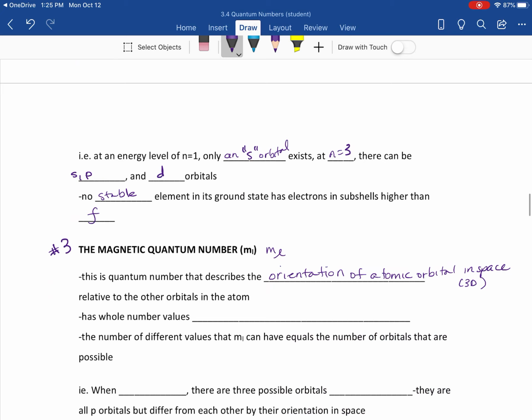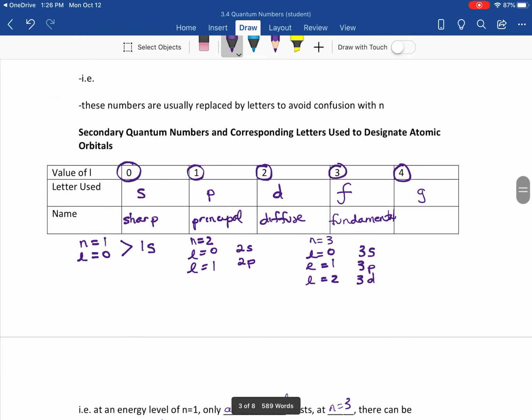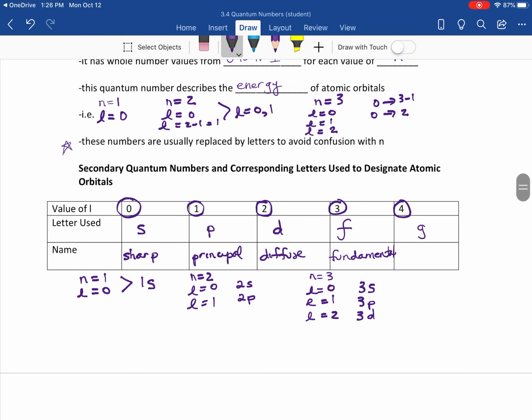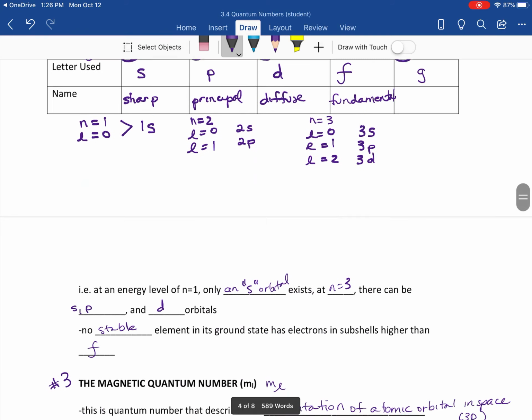So the way you actually describe those numerically is between the whole number values of plus L and negative L, right? Including 0. Now, where are those L's again? Hold up. Don't get dizzy. The L is my secondary quantum number. See? Right here. Okay, so those are my L's.